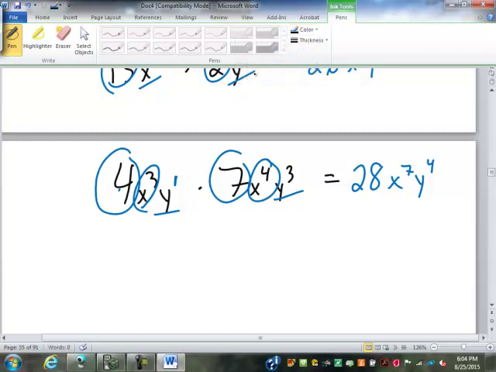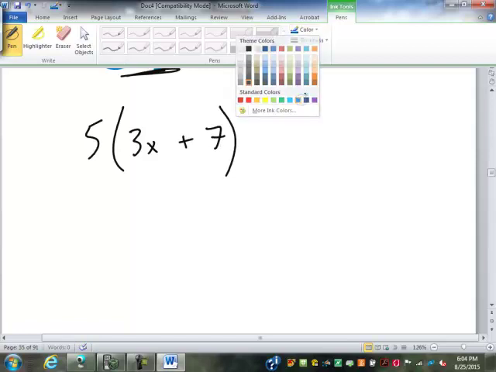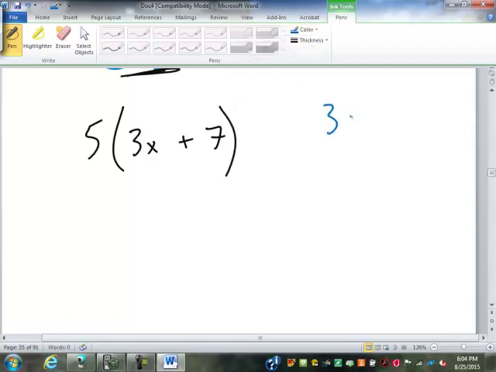But we're not just limited to having single-digit numbers. We can have multiple-digit numbers. We might have 5 times 3x plus 7. Just like when we did something like 3 times 24, we set this up as 24 times 3. We did 3 times 4 and then 3 times 2. This works the same way.